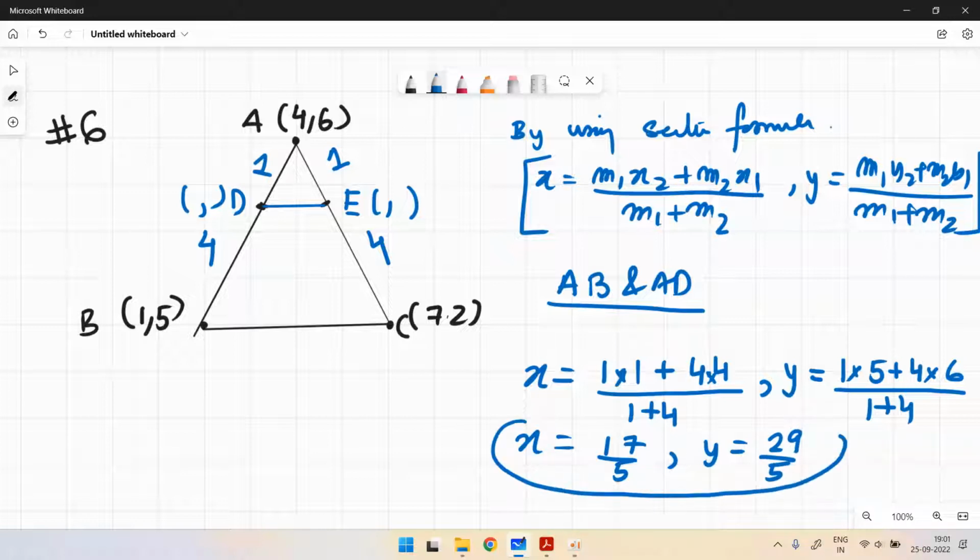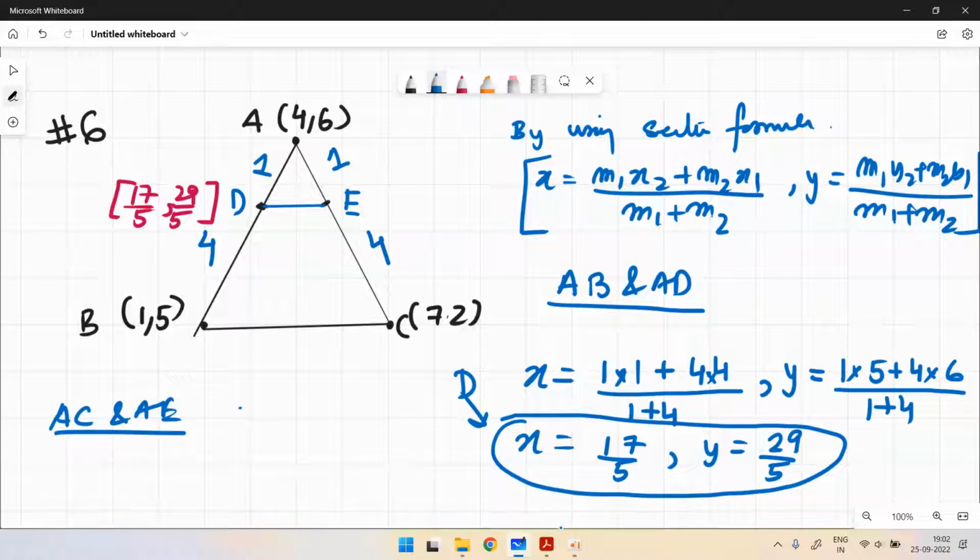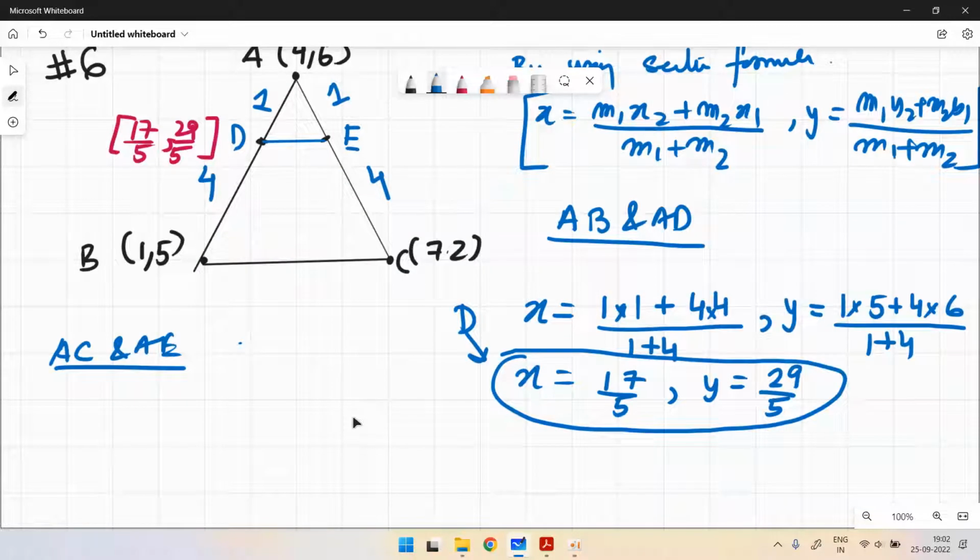So what is this? This is the coordinate of point D. You can even write it in the diagram. So this is 17 by 5 comma 29 by 5. Now this is for AC and AE. Now for AC and AE, you are calculating x and y, so the formula will be applied for point E.